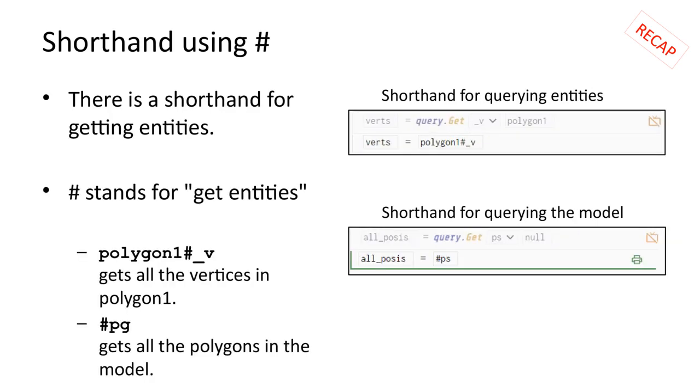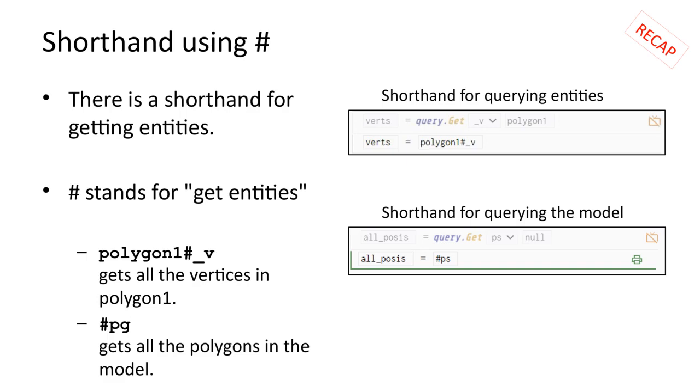The shorthand for getting entities uses the entity, followed by the hash symbol, followed by two characters that specify the type of entity. The first example uses _v, which is for vertices. The second example uses ps, which is for positions. In the second example, no entity is specified before the hash symbol. This is equivalent to querying the whole model.